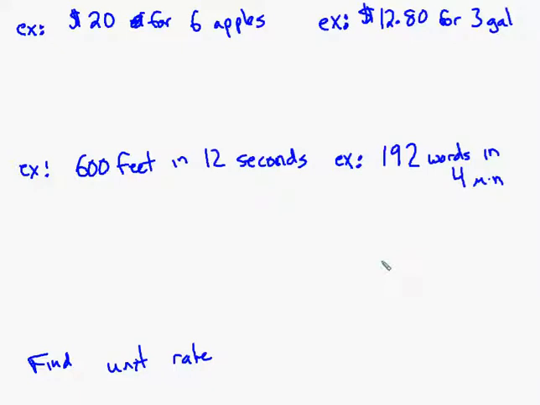It's a unit rate. So what do we do? Meredith, what do we do? 20 divided by 6. We just divide them. All right, and that gives us your unit rate. So what is 20 divided by 6? 3.3 would be. Say again? 3.3 would be. Okay, so we'll need to round that up, so it's $3.33 per apple.